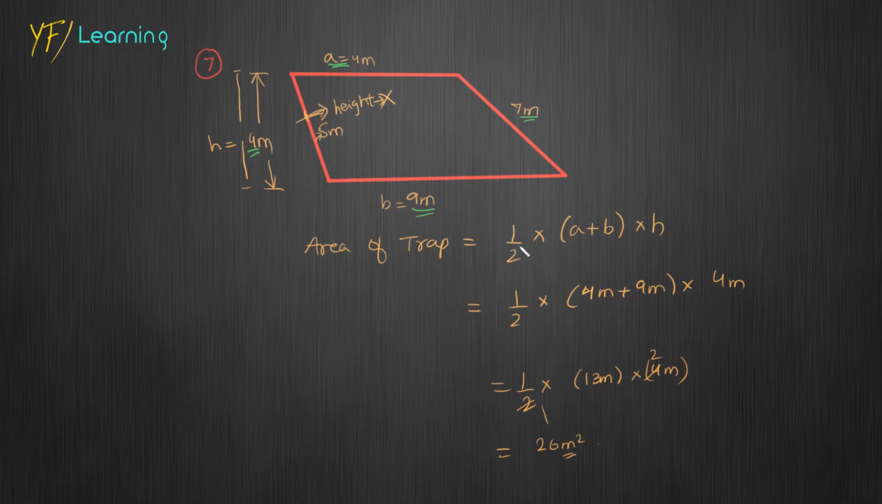The formula is: area of trapezium is equal to half times A plus B times H. There is no need of these dimensions, 5 meter and 7 meter. So A is 4, B is 9, H is 4 meters. So the area of trapezium is equal to 26 meter square.